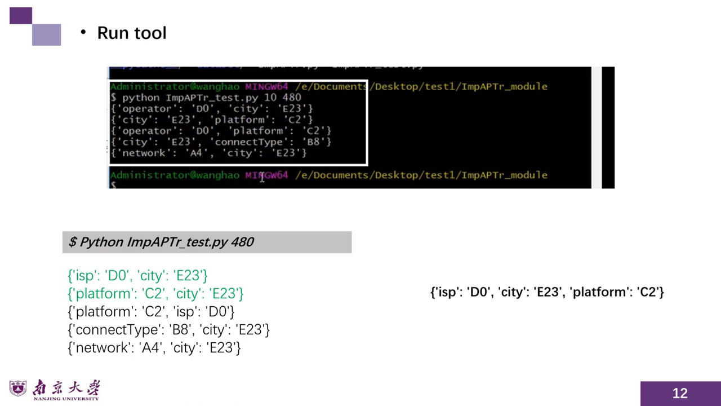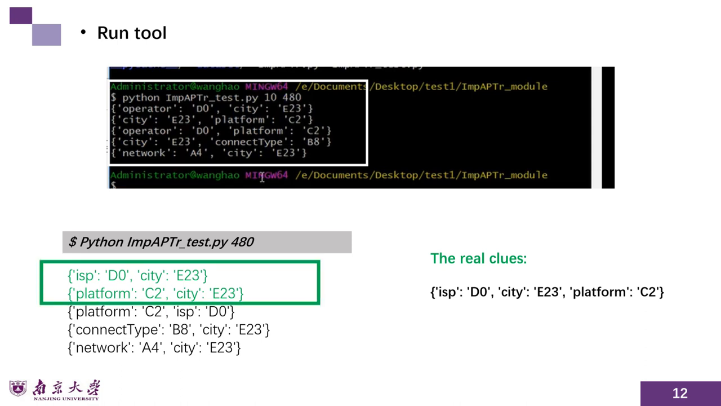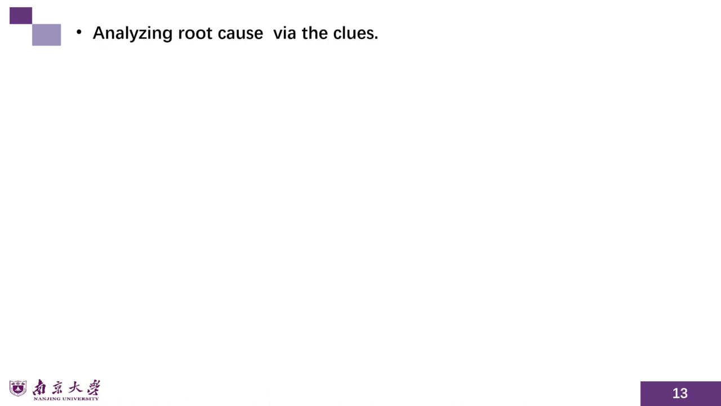In fact, the real clues of this anomaly are D0 of ISP, E23 of City, C2 of platform. And the first two results contain the 3 attribute values. It reveals that the results are useful.